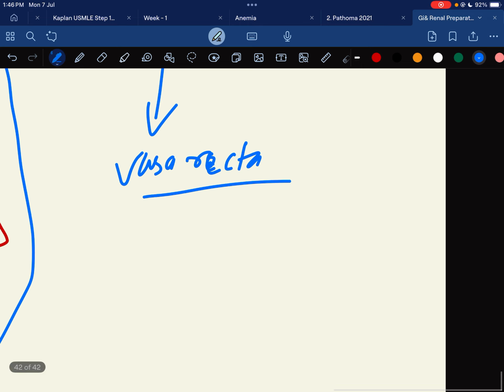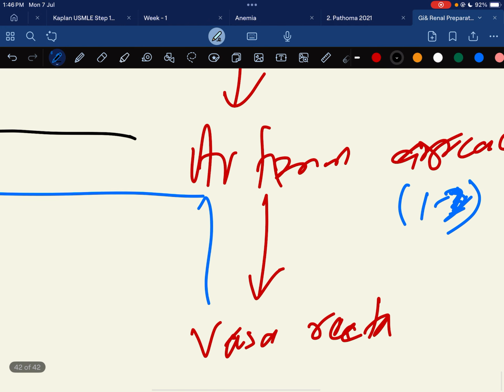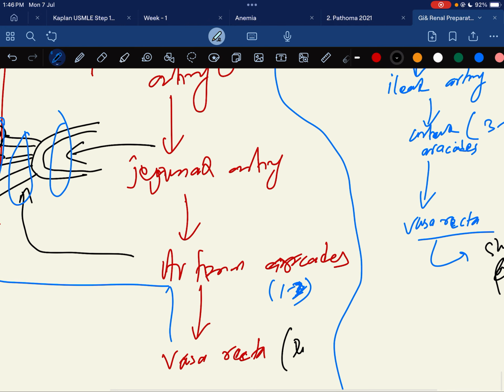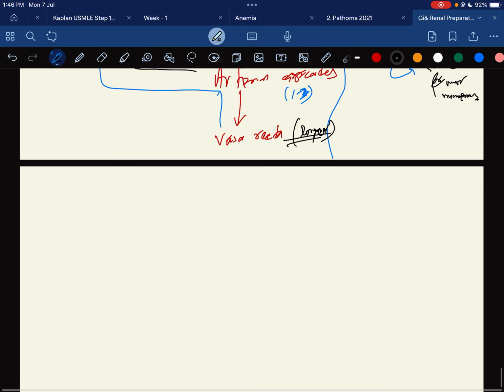The vasa recta here are shorter and more numerous, more in number, but the jejunal vasa recta are longer. This is all regarding the small intestine, the jejunum and ileum.